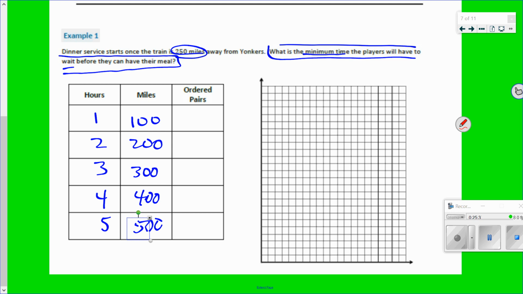What do you think, Noodle? Good. Parentheses, what? 100. Good. She got everything. Parentheses, 2, comma, 200, parentheses. We must have parentheses around our ordered pairs. We must have commas between the numbers.